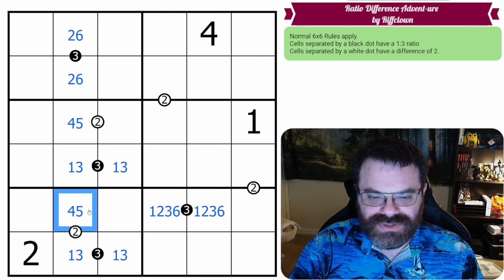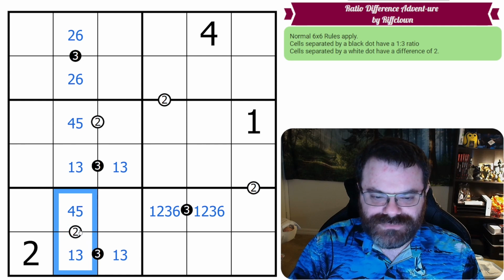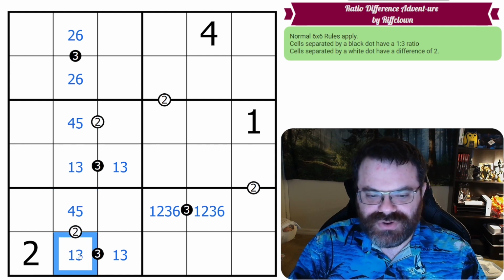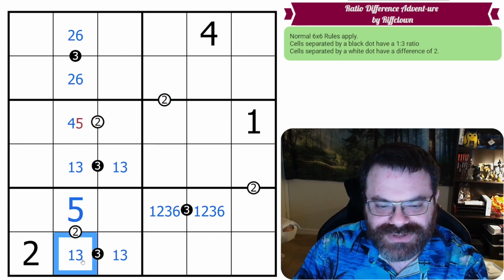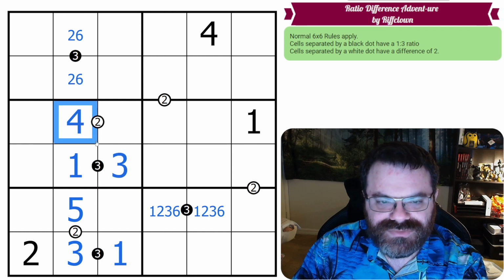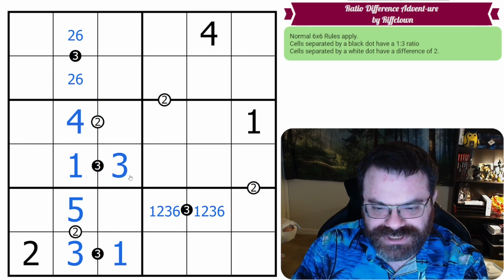So let's look at here. Only one of these is going to work. It's the 5, because these white dots actually preserve what we call parity, evenness or oddness. This is only odd, so this can only be odd. Obviously, you can also just look at the numbers. But anyway, this is 5, 3, and 1. This is 1 and 3 and 4. Some nice flurry of digits there.